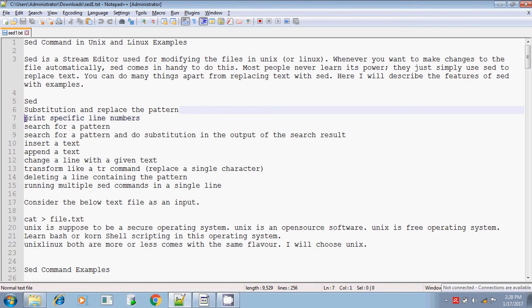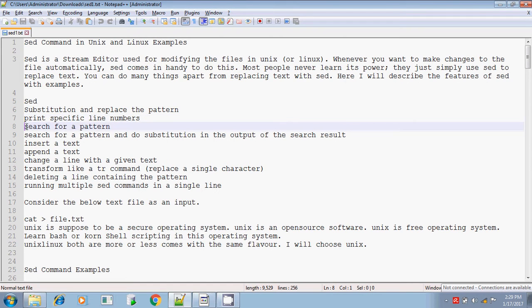The second one is that it will print specific line numbers. If you want to print lines from, say, 5 to 10, or from the 50th line to the 60th line, you can mention those line numbers in the sed command, and only those lines will be printed.